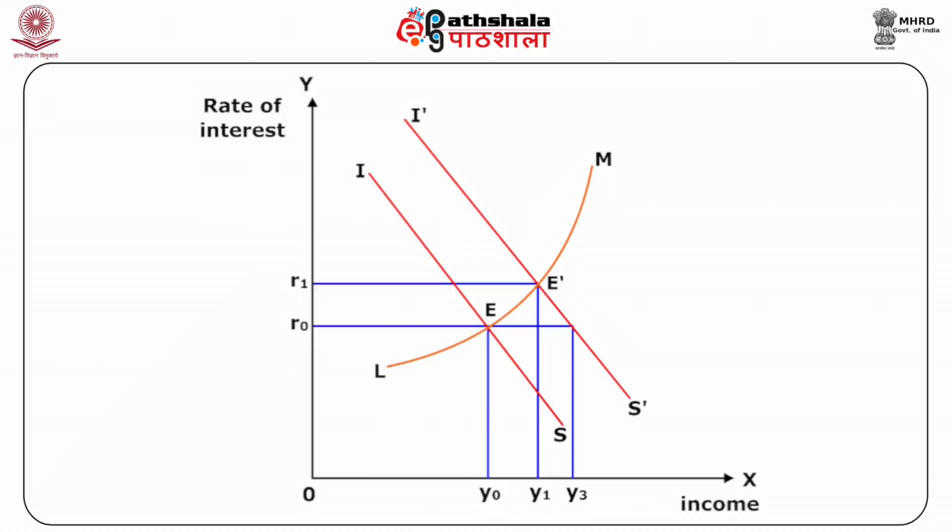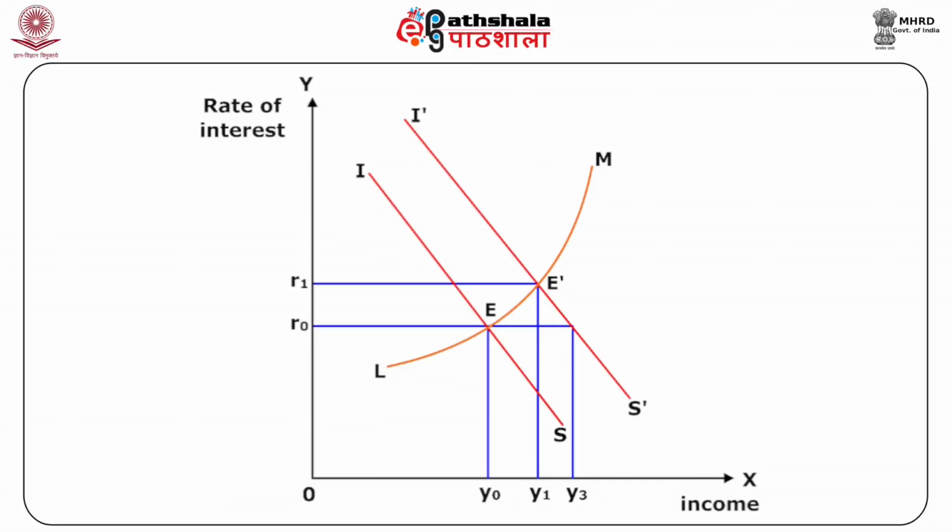Suppose we were to consider the original rate of interest R0, then what would happen? With an expansion of government expenditure, for instance, the IS function would shift from IS to I prime S prime. What would you expect if nothing else were to change in the economy? The income would increase from Y0 to Y3, and this is known as full expansionary income.